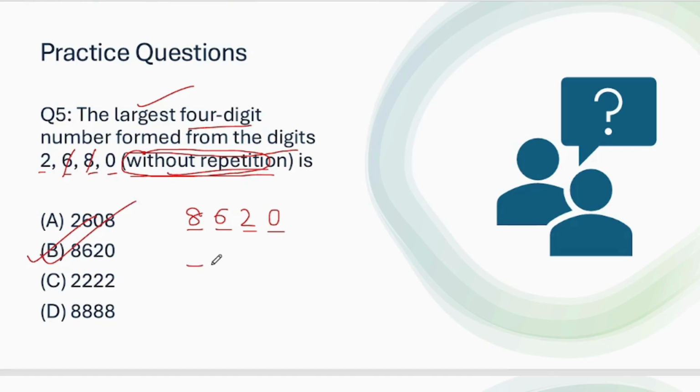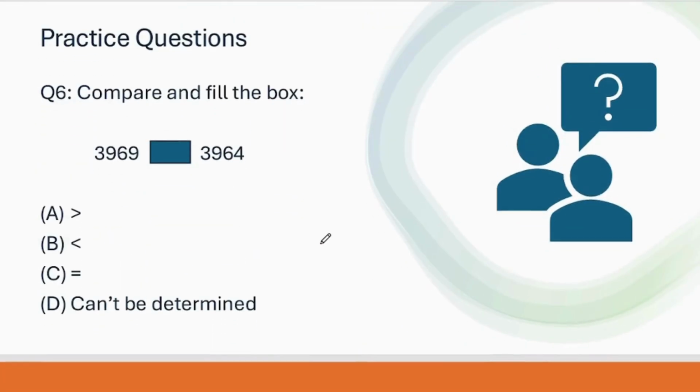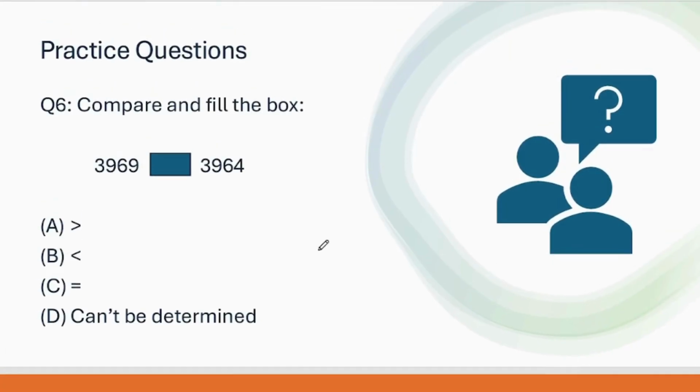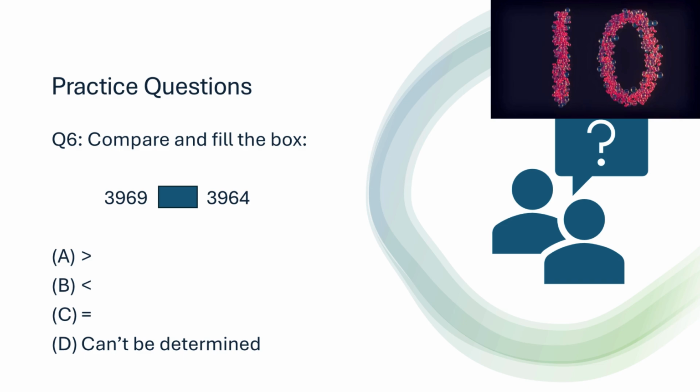Let's say if repetition is allowed, then which one will be your number? So 2, 6, 8, 0. Among these, 8 is the largest. Repetition is allowed, so at all places, we will put 8. This will become the largest four-digit number when repetition is allowed. All right, so let's practice this last question. After that, we will do the exercise.